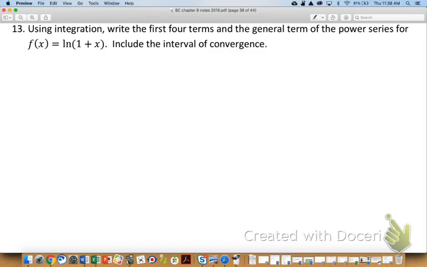Well, I know that the interval of convergence is the same for the derivative of each function. So you just do the derivative, f prime of x, and you're going to get 1 over 1 plus x, which you can turn into a polynomial.